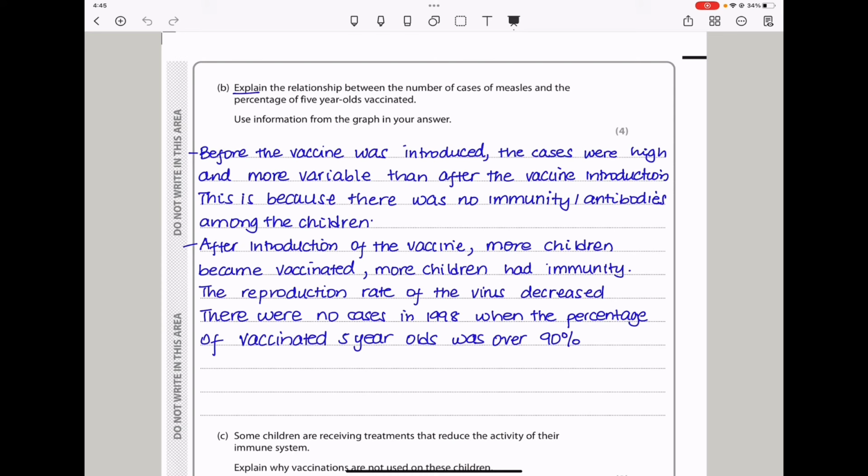So I said, before the vaccine was introduced, the cases were high and more variable than after the vaccine introduction. This is because there was no immunity or antibodies among children. But after introduction of the vaccine, more children became vaccinated, so more children had immunity or they produced memory cells, and the reproduction rate of the virus decreased. Also, there were no cases in 1998 when the percentage of vaccinated 5-year-olds was over 90%.